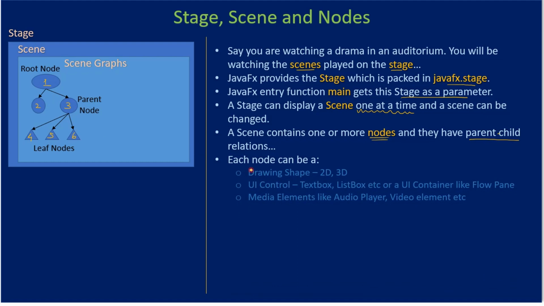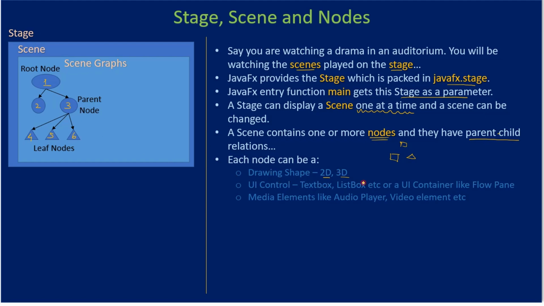So a node can be a drawing shape. It can be a 2D drawing or a 3D drawing. So for example, node 3, let's say you have drawn a square. Node 2 is a triangle. So we can call the triangle as well as the rectangle 2 different nodes, which are under the parent node. The parent node is equivalent to the scene. The scene is displayed on the stage, right?